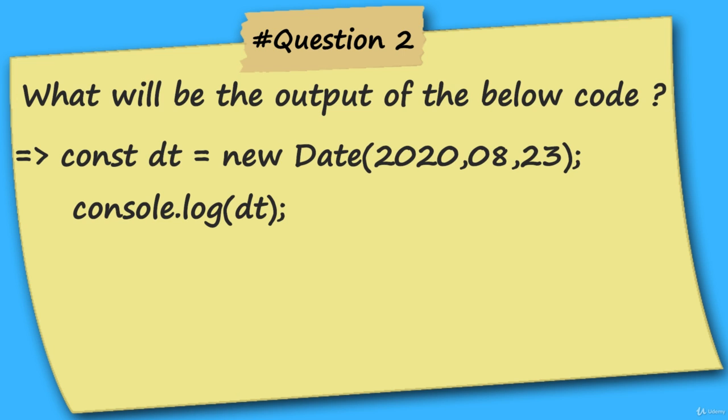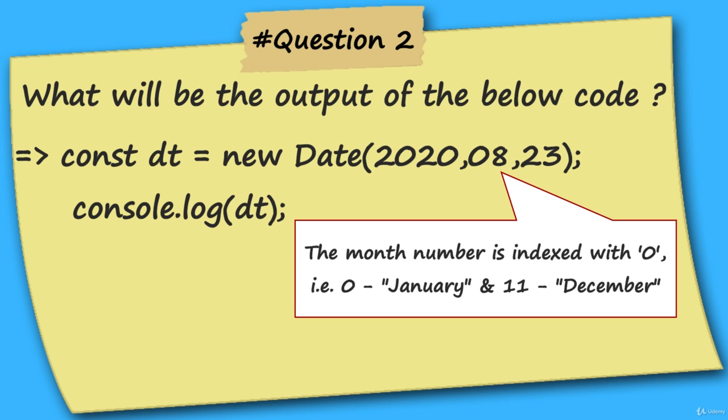The second question is, what will be the output of below code? Now looking at the code, if you assume that 8 is the month and it has to be August, then you are misunderstanding this, right? We have already discussed that the syntax in which we give values of month, year, date and so on, there the number, that is the month number, is always indexed with 0 in JavaScript. So when you say 8, that means it is going to consider September. It is actually the 9th month in calendar, but here in JavaScript function it will be 8.